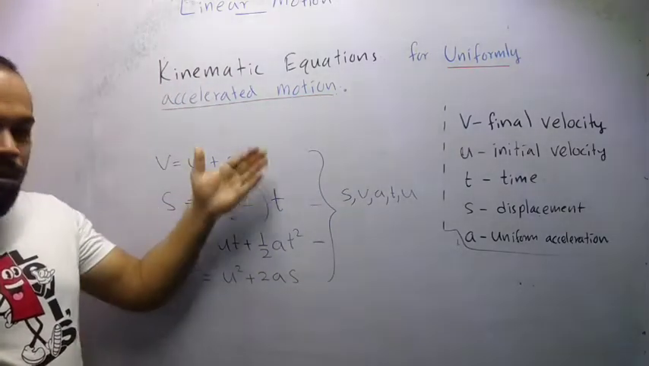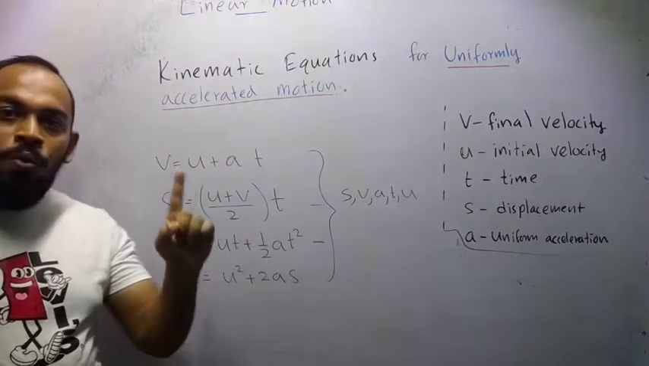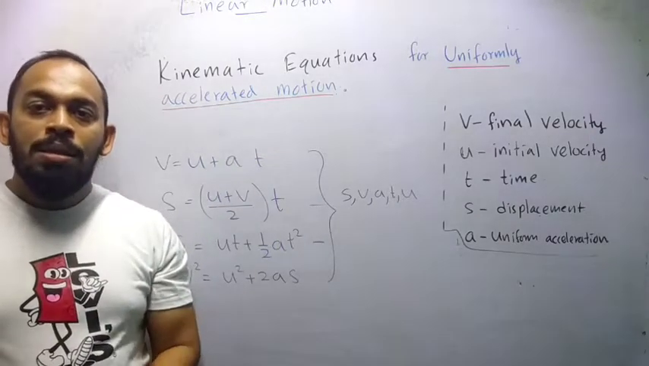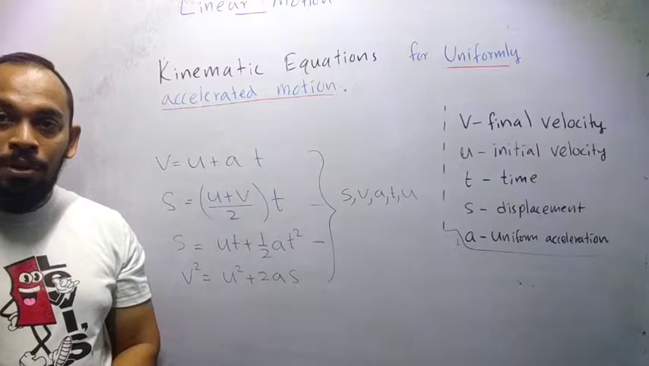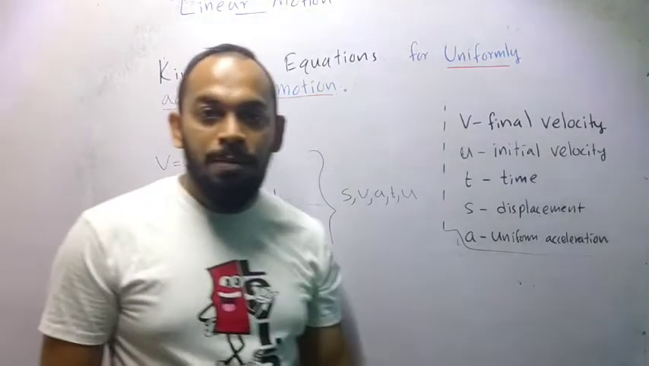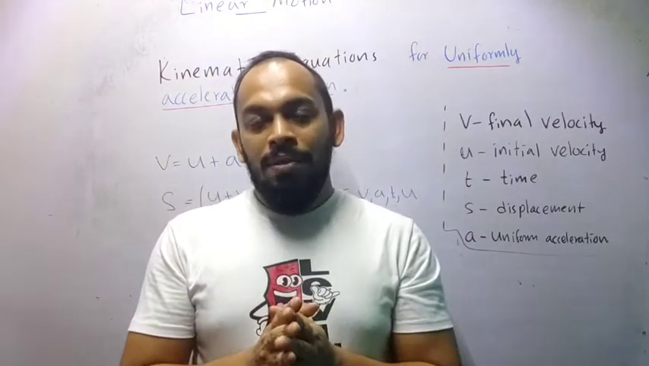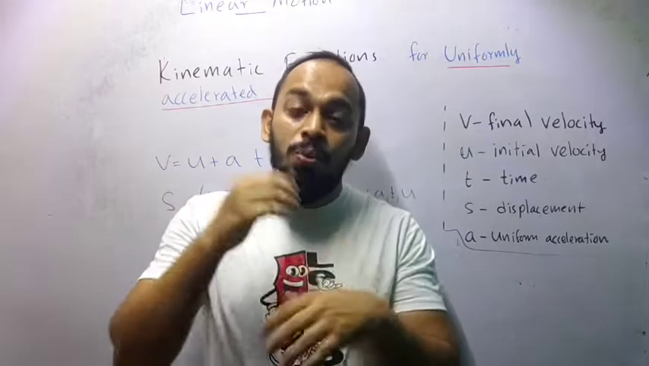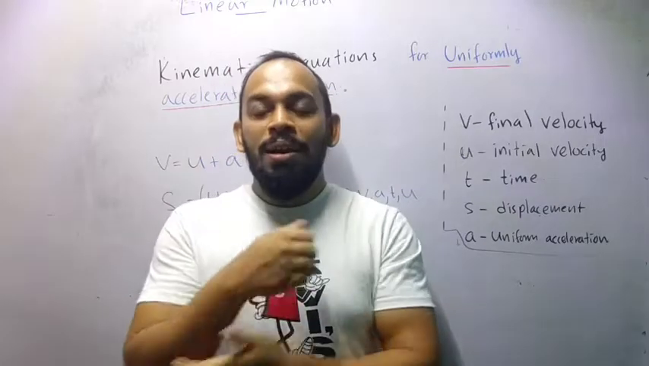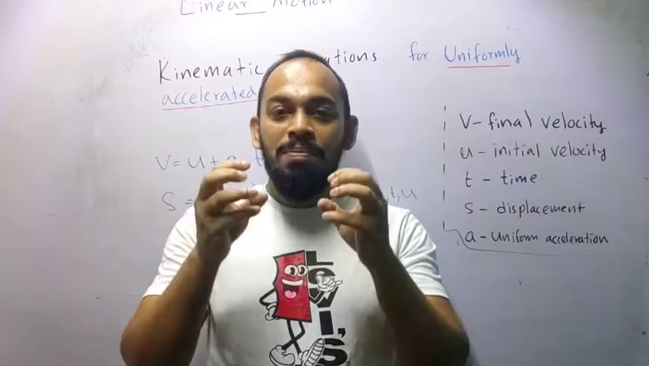Right. So notice one important thing. If you observe all these equations, one variable exists in all four of them. Can you spot that? U is always there, right? Which means if U is not given in the problem, then you will definitely have to find the initial velocity. So if you are going to use these four equations, initial velocity must be there.